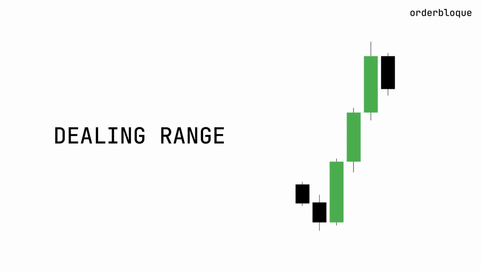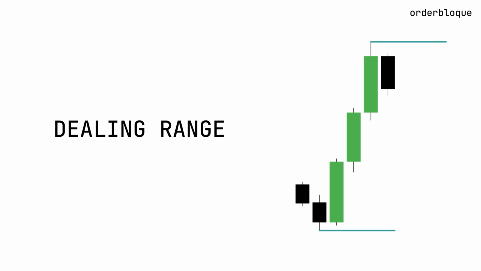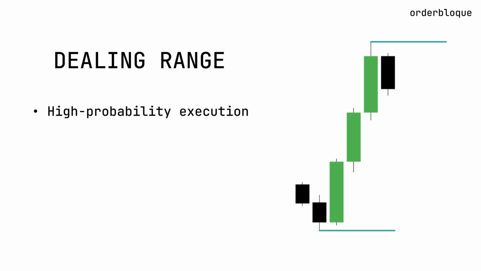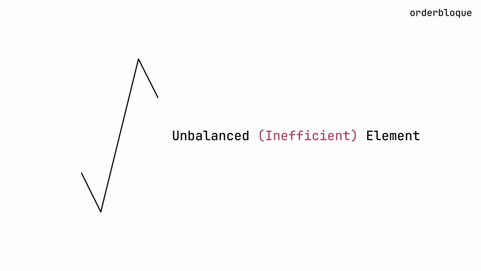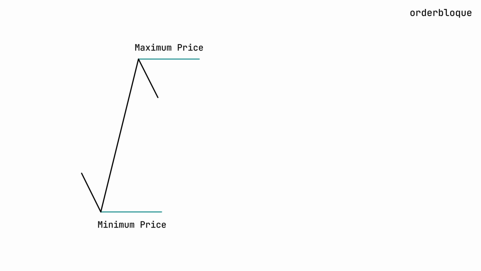In this video, we will break down what a dealing range is. We'll define the conditions for a high probability execution of this tool and understand how to work with it. A dealing range is an unbalanced and often inefficient element in the market that can be identified using just two key points, the minimum and maximum price.